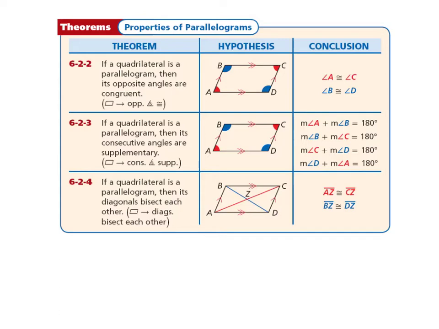The last property of parallelograms that you have to know, there's 5 in total, just to let you know. If I tell you you have a parallelogram, then you automatically know that the diagonals bisect each other. So if they bisect each other, that means AZ would be congruent to ZC, and BZ would be congruent to ZD. So the 5 properties, in recap: if you have a parallelogram, you know opposite sides are parallel, opposite sides are congruent, opposite angles are congruent, same side interior angles are supplementary, and diagonals bisect each other. Those are the 5 properties for parallelograms.